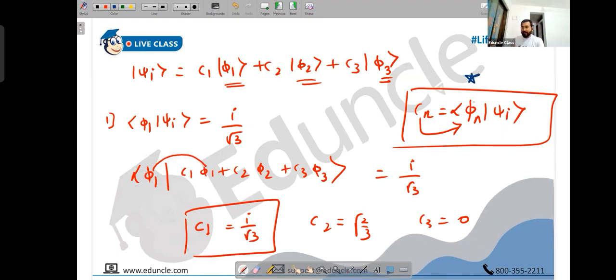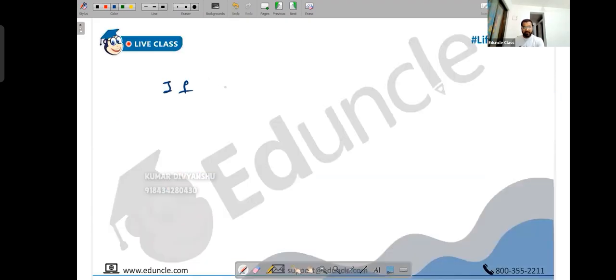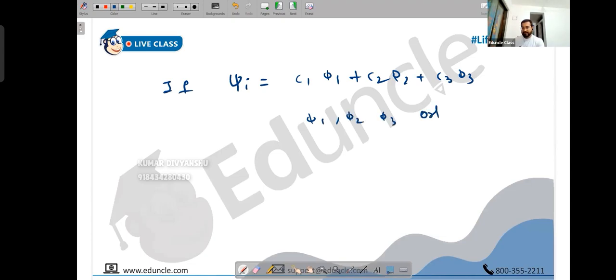So, a nice way to write. But remember, ensure that this is valid only when phi 1, phi 2, phi 3 are orthonormal bases. I will write this very clearly for you. You can write this as a note: if we have some wave function psi I, which is C1 phi 1 plus C2 phi 2 plus C3 phi 3, where phi 1, phi 2, phi 3 form orthonormal bases, only in that case you can write C1 directly as phi 1 psi I.